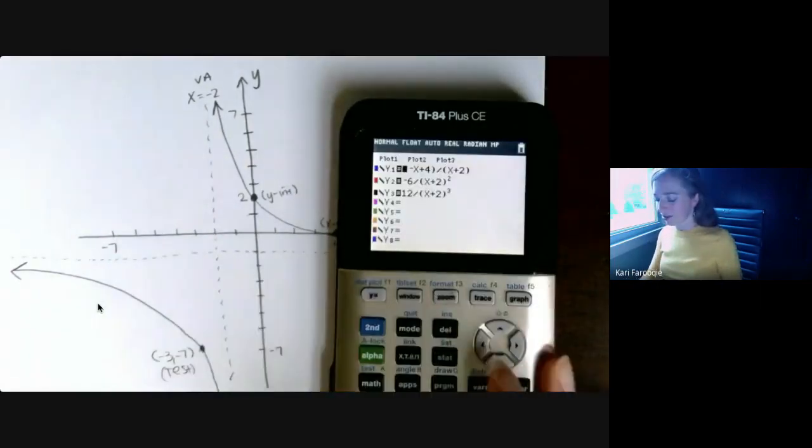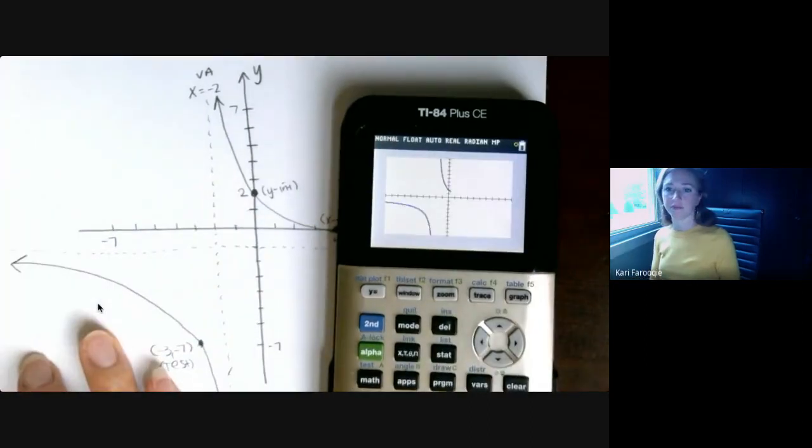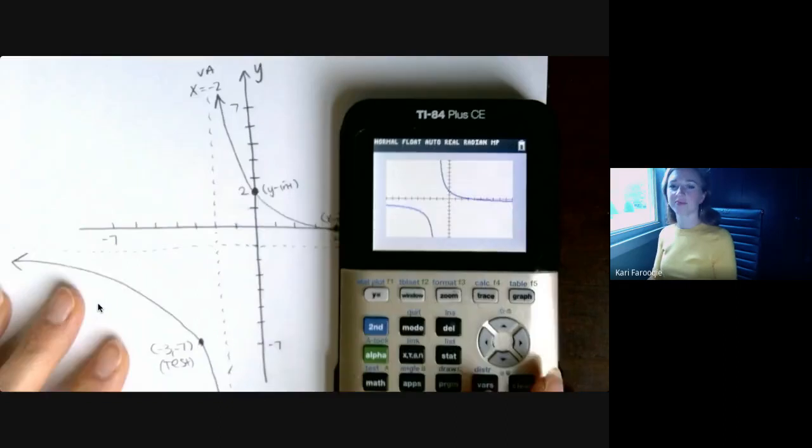You could double check it in your calculator, although that should just be a double check. You already have f of x as y sub 1. Graph it. There it is.